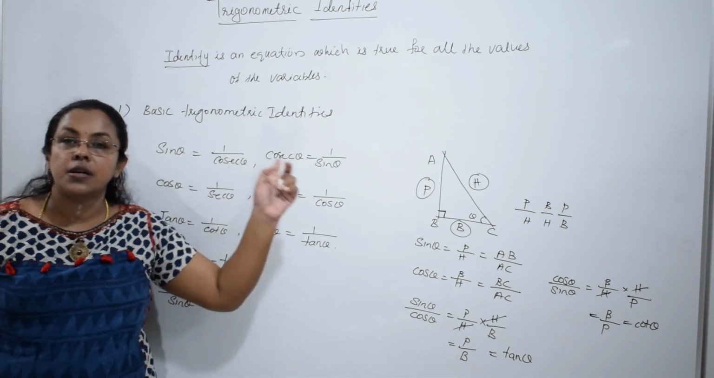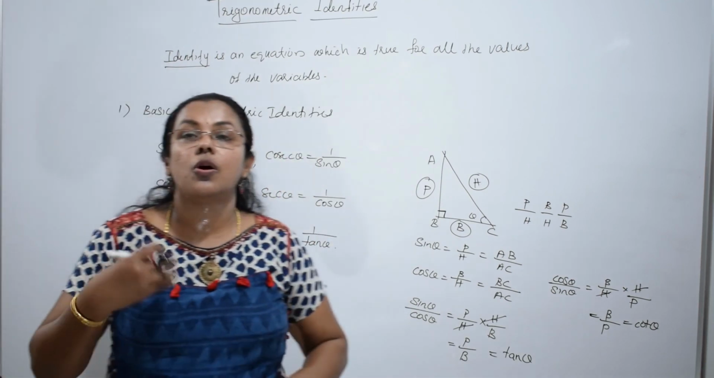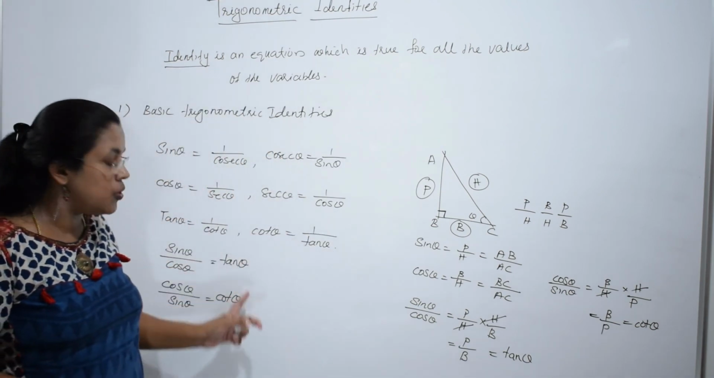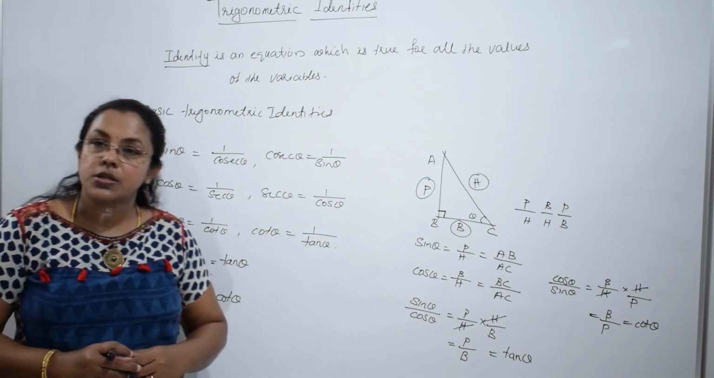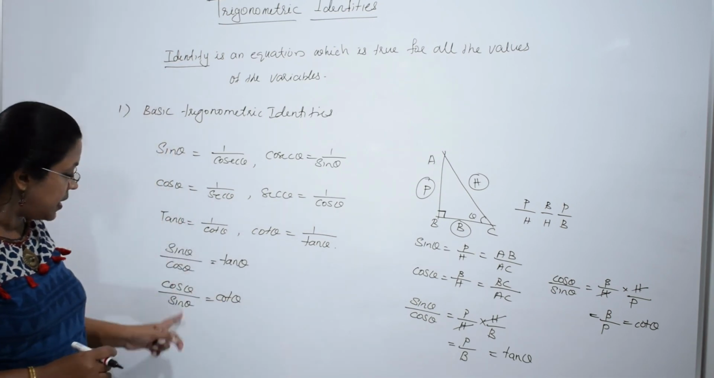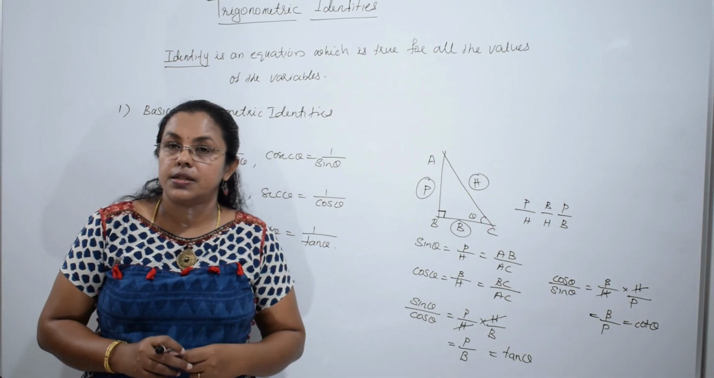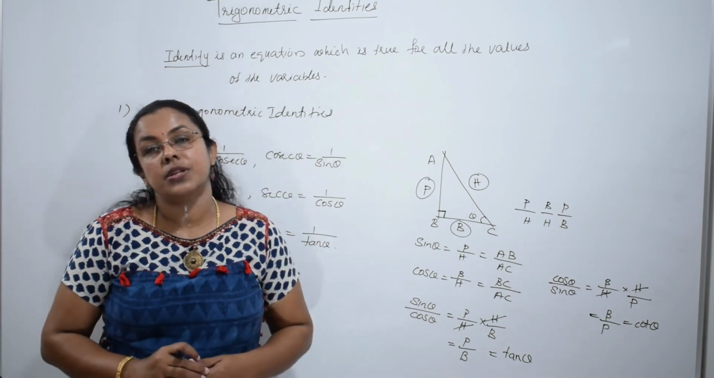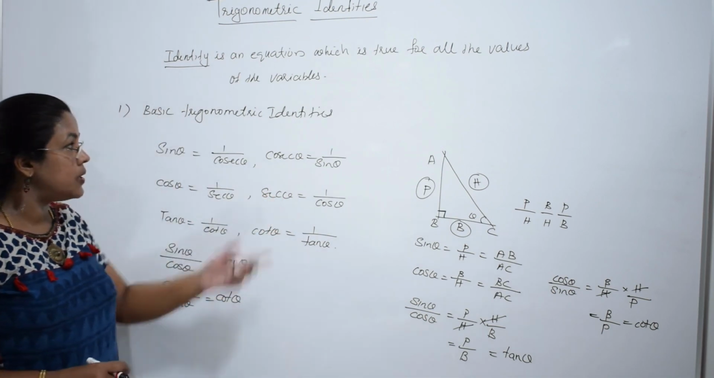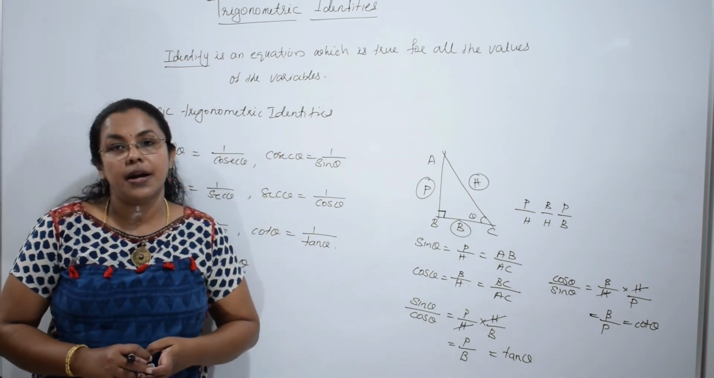The first 6 identities are clear to you already. These are the two new identities: tan theta is equal to sin theta by cos theta, and cot theta is equal to cos theta by sin theta. Since it is an identity, it is true for all the values of theta. This is all about basic trigonometric identities.